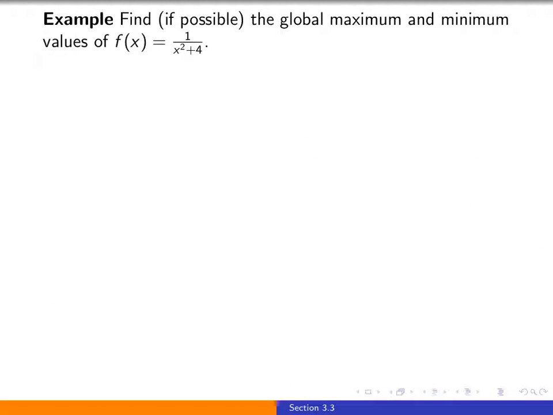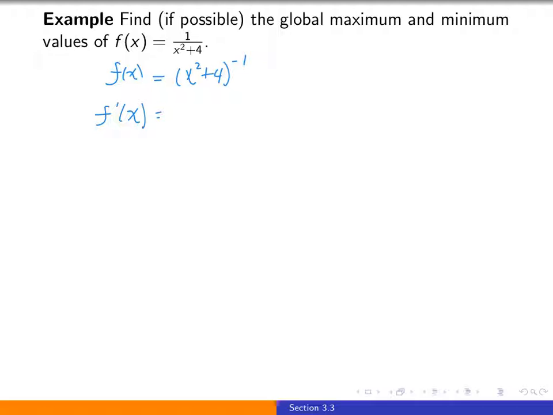Let's investigate another example of global max and min with the function 1 over x squared plus 4. I need to find the critical points and then hopefully classify with the first derivative test. To differentiate, you could apply the quotient rule, but this function f of x can be conveniently rewritten as (x squared plus 4) to the minus 1, so that instead of applying the quotient rule, we can simply use the chain rule.